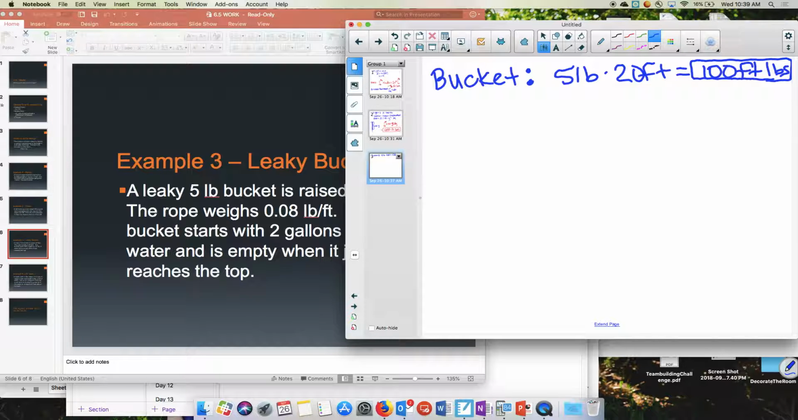Also, when we think about the water and the rope, we're going to think about two different integrals. We're going to find the force of the water separately from finding the force of the rope, because they're separate entities.